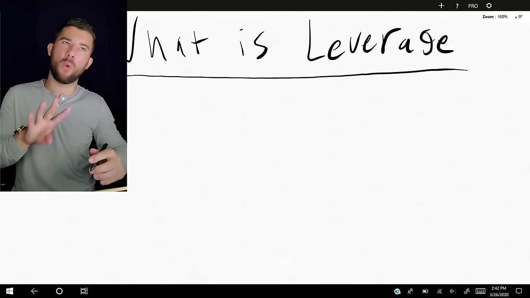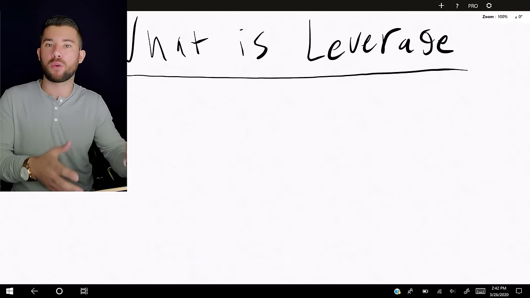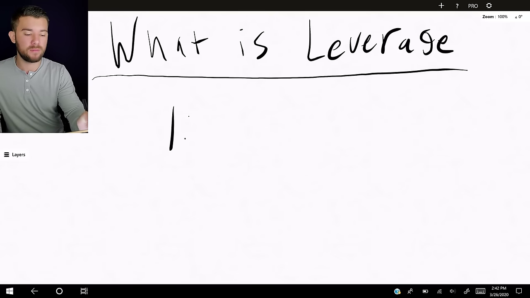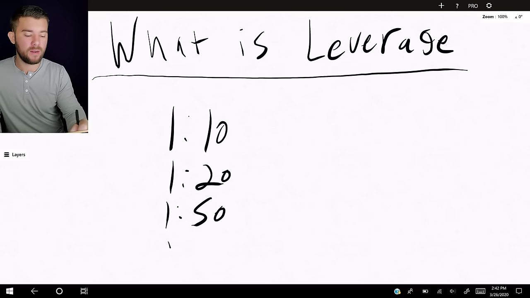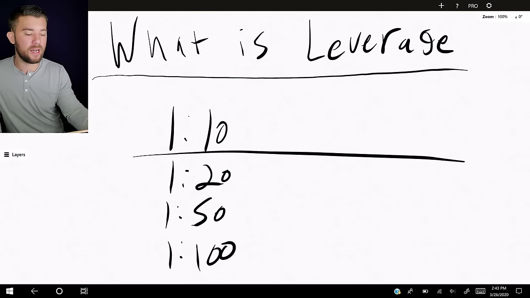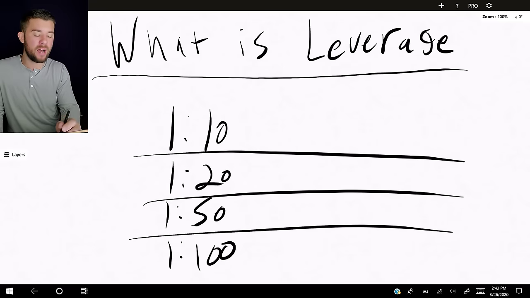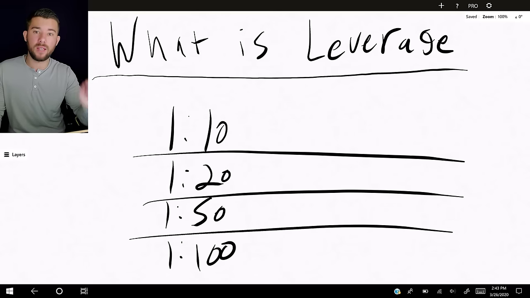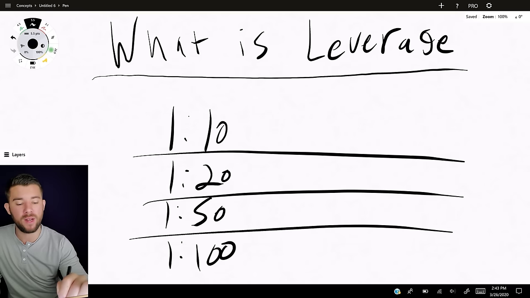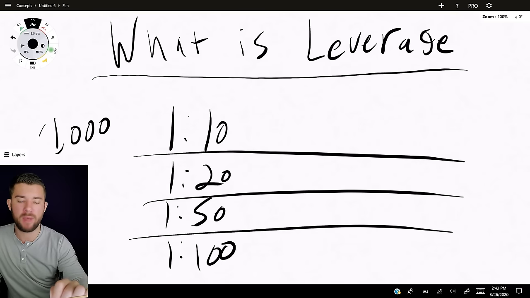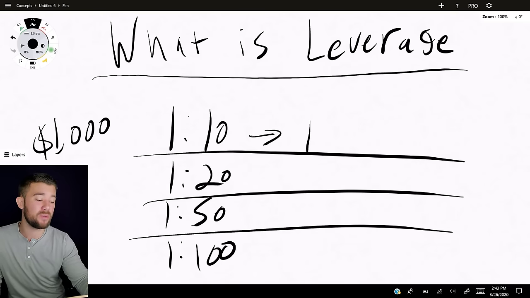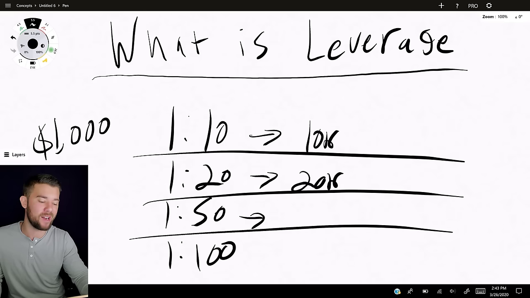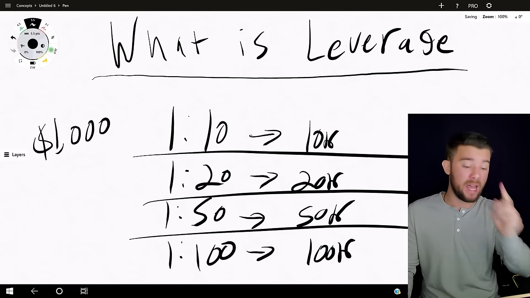We have about four different types of major leverage that brokers allow you to have. We have 1 to 10 leverage, 1 to 20, 1 to 50, and 1 to 100 leverage. Now, each of these means that you have your account times the leverage in buying power. So let's say you have a $1,000 account, just to make the math super simple. That means with 1 to 10 leverage, you have 10K buying power. 1 to 20, you have 20K buying power. This is self-explanatory, but I'm going to write it down anyway. 50K buying power at 1 to 50, and 100K buying power at 1 to 100.